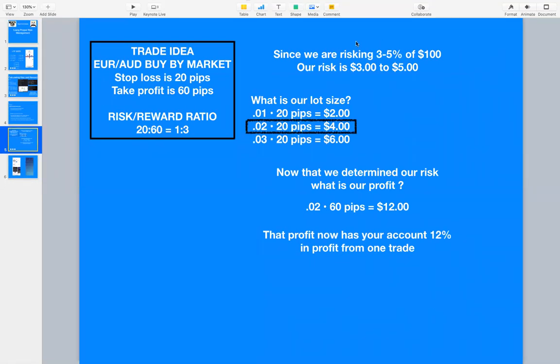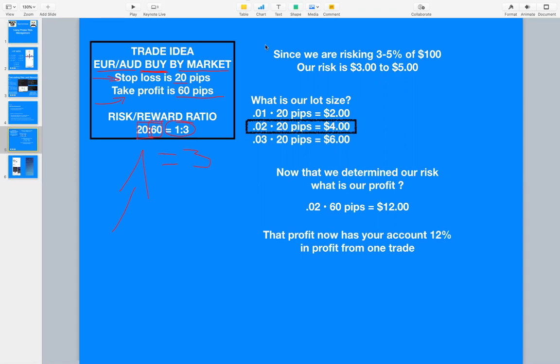Right here, guys, another example. We had this trade idea right here. So we had Euro AUD buy. It was a buy market, so it was a market execution. Now, our stop loss is 20 pips. Our take profit is 60 pips, meaning our risk is 20, our profit is 60. Our risk to reward ratio is 1 to 3, which basically equals out to 3.